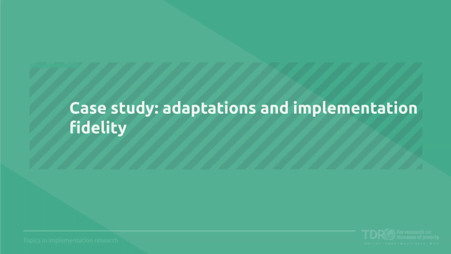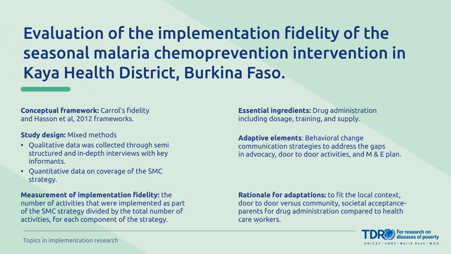Let's take a quick look at an example of how implementation fidelity is constructed and measured through the seasonal malaria chemoprophylaxis (SMC) intervention in Burkina Faso. This implementation fidelity variable was constructed by assessing the number of activities that were implemented as intended, implemented or modified, added and not implemented, divided by the total number of activities for each component of the strategy.